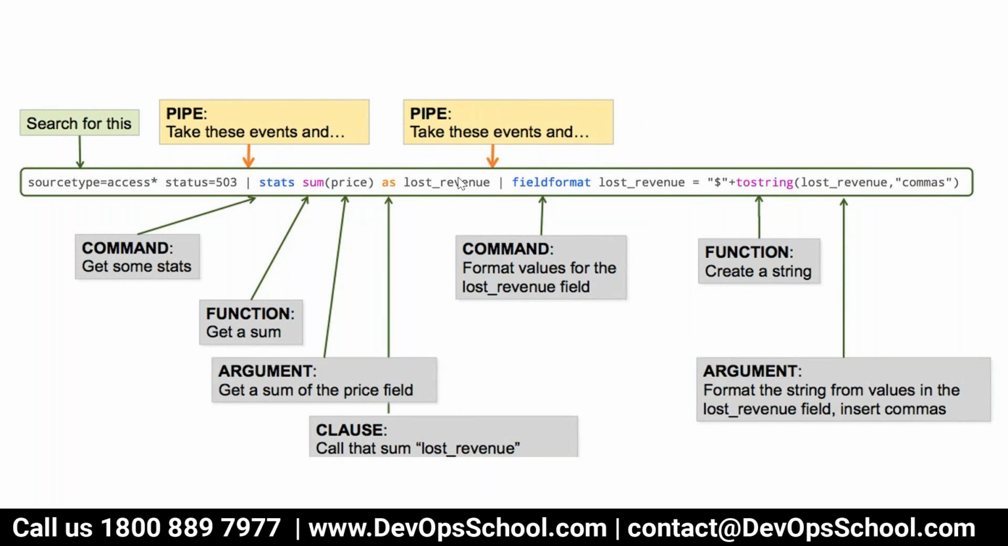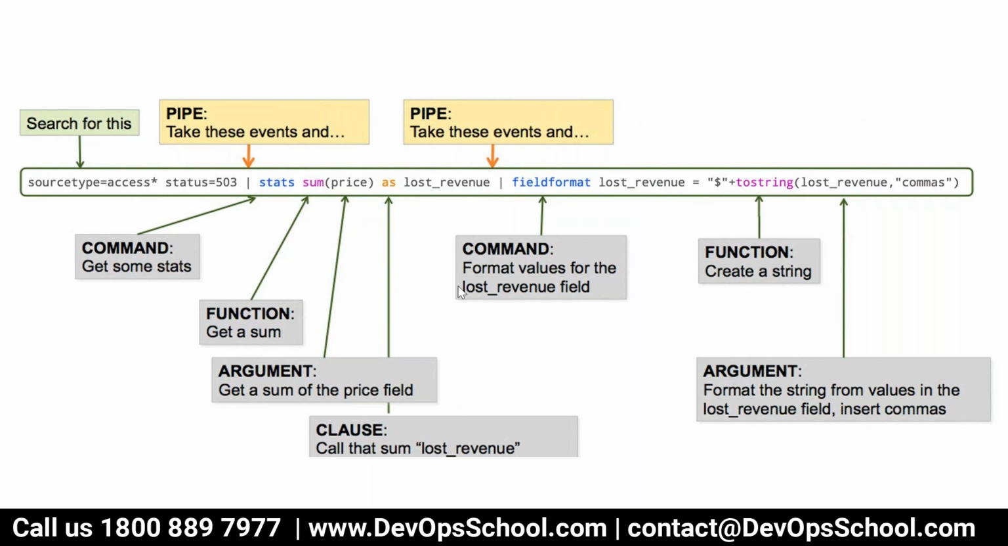Whatever results are coming, do one thing again on the output of this: again pipe, again format, and do some more interpolation. So here you are doing a command again, fill format value of the lost revenue field. Lost revenue is equal to, this is the mathematical formula, tostring again is a function to get it done.